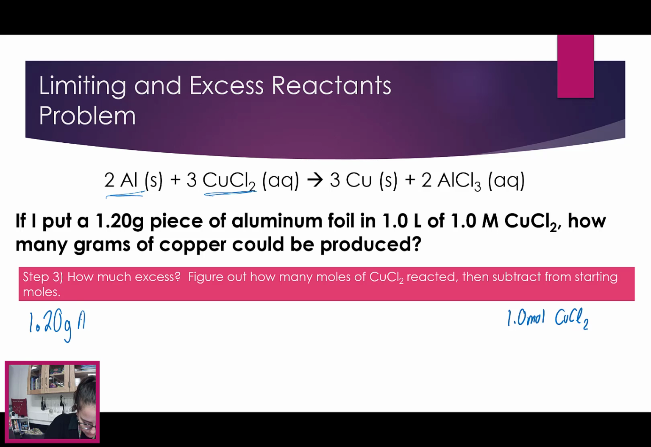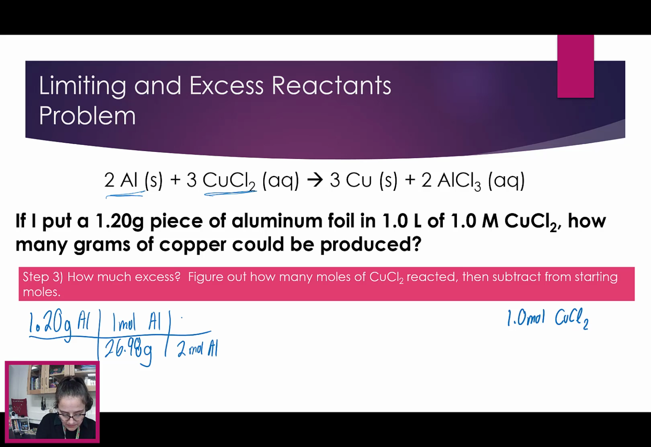We got that 1.2 grams of aluminum. Convert it to moles, which I guess I could have just had this number stored and known how many moles it was and skipped this conversion factor. But we know for every 2 moles of aluminum, it reacts with 3 moles of the copper chloride. Okay, so I got that 1.20 divided by 26.98, that 0.044 moles of aluminum times 3 over 2, and we get 0.0667 moles of copper chloride will react.